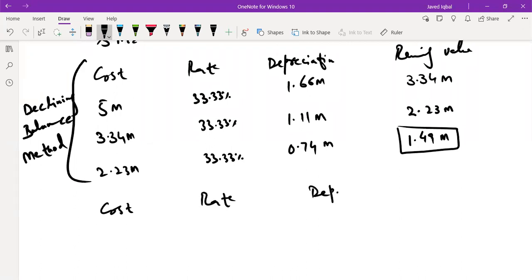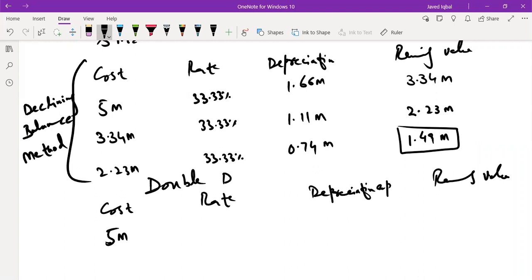depreciation expense for the year, and then you have remaining value. So the cost here is 5 million, but for double declining, you simply, as we stated earlier, multiply the rate of depreciation of the straight line method by 2. So here you get 66.66%.